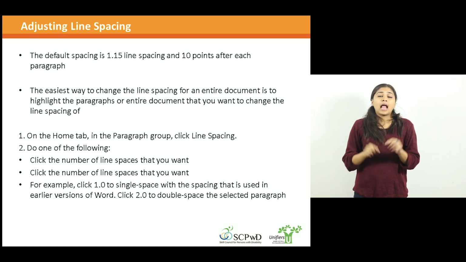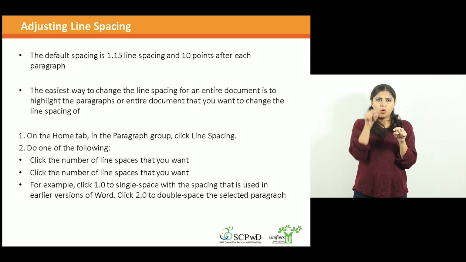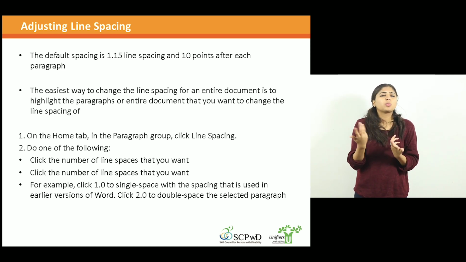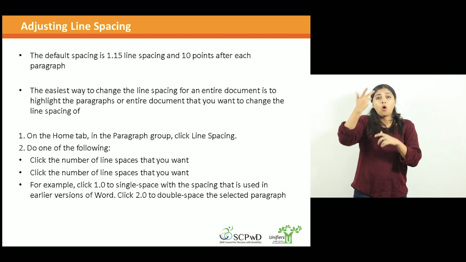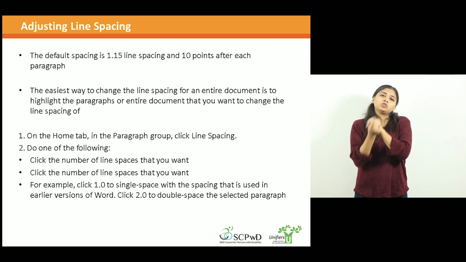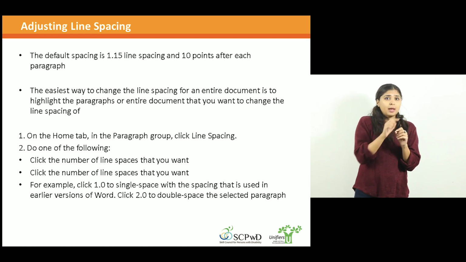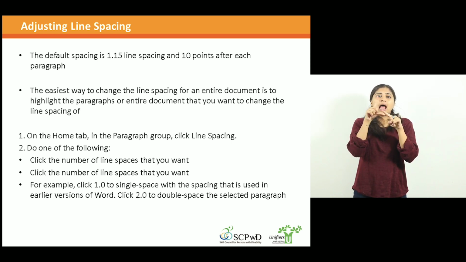Adjusting line spacing. The default spacing is 1.15 line spacing and 10 points after each paragraph. The easiest way to change the line spacing for an entire document is to highlight the paragraph or entire document that you want to change the line spacing of. Number 1. On the Home tab, in the paragraph group, click the line spacing. Number 2. Do one of the following. Click the number of line spaces that you want.